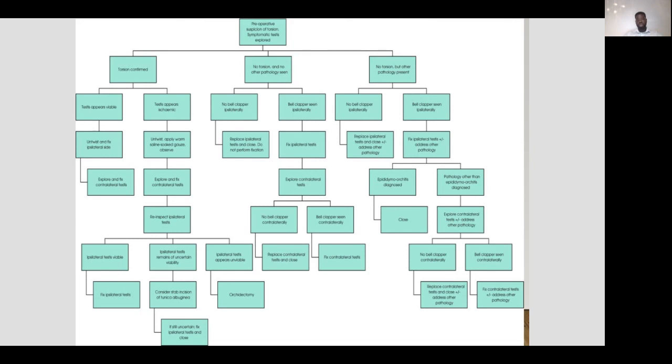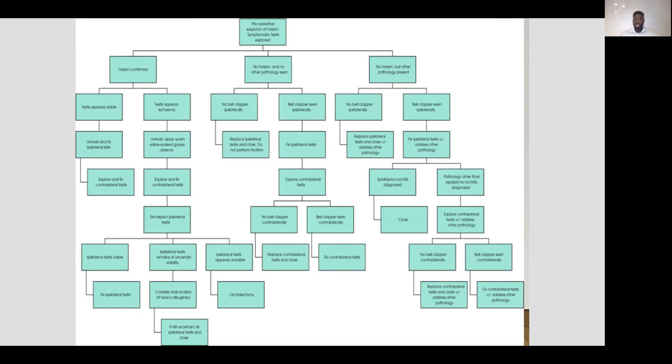No torsion, but you can see other pathology present. So you open it, no torsion, you can see a hydatid cyst of Morgagni there, or you can see that there's some epididymitis and some inflammation, and there's lots of reactive fluid without any sign of torsion. And there is no bell clapper ipsilateral. So it says replace the testicle, close, and address the other pathology. So take out the hydatid cyst and close. This document says close, but most people, they're already in the testicles, they fix. But we are just following what this document says.